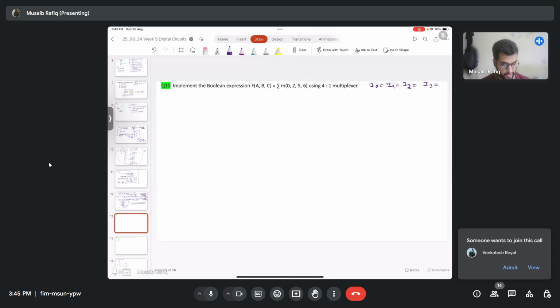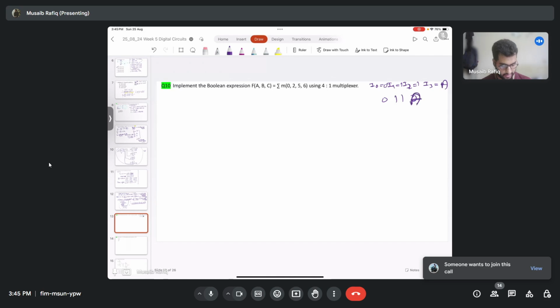So basically, if your answer is 0110, or let's say 011A, you can write 011A as your answer, right? So do this, it should not take more than 3 or 4 minutes. Then I'll show the solution.